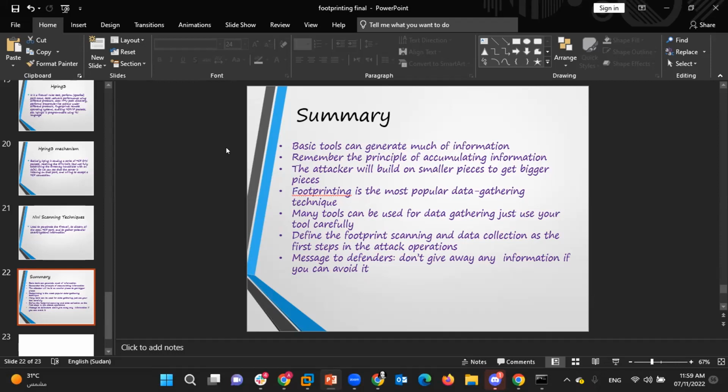Message for the defender. Please, for all of you, don't give away any information if you can avoid it. If you can filter any ports or close them, just close or filter them. Don't leave them open. Many open ports are a weakness for the server, for the firewall, for the service, for everything. Work within the limits of the requirements you need to do your work.